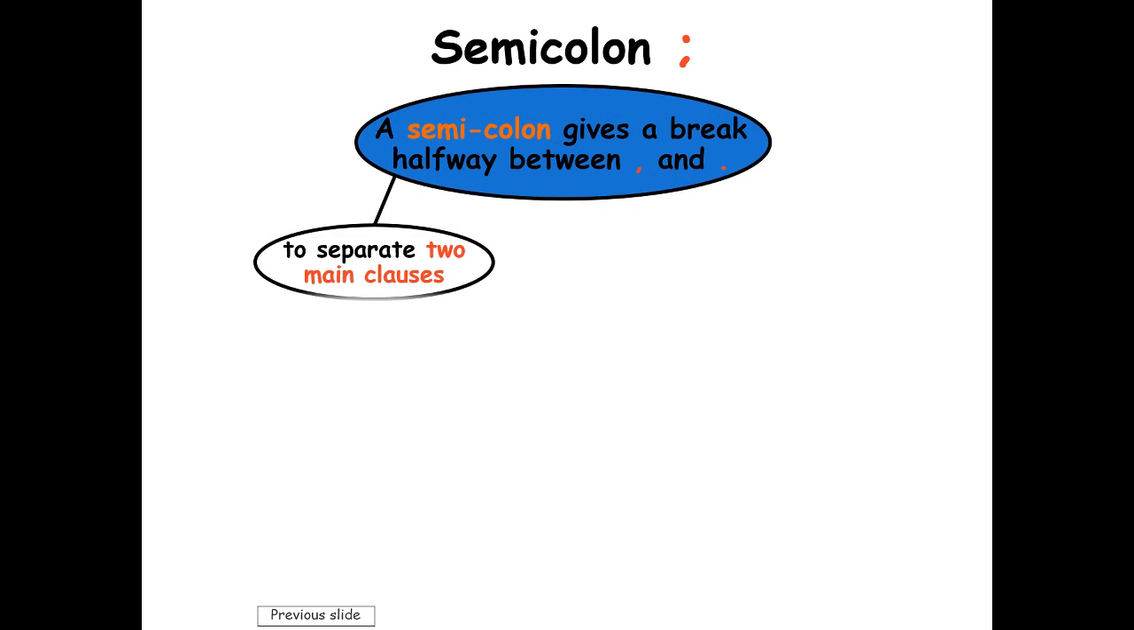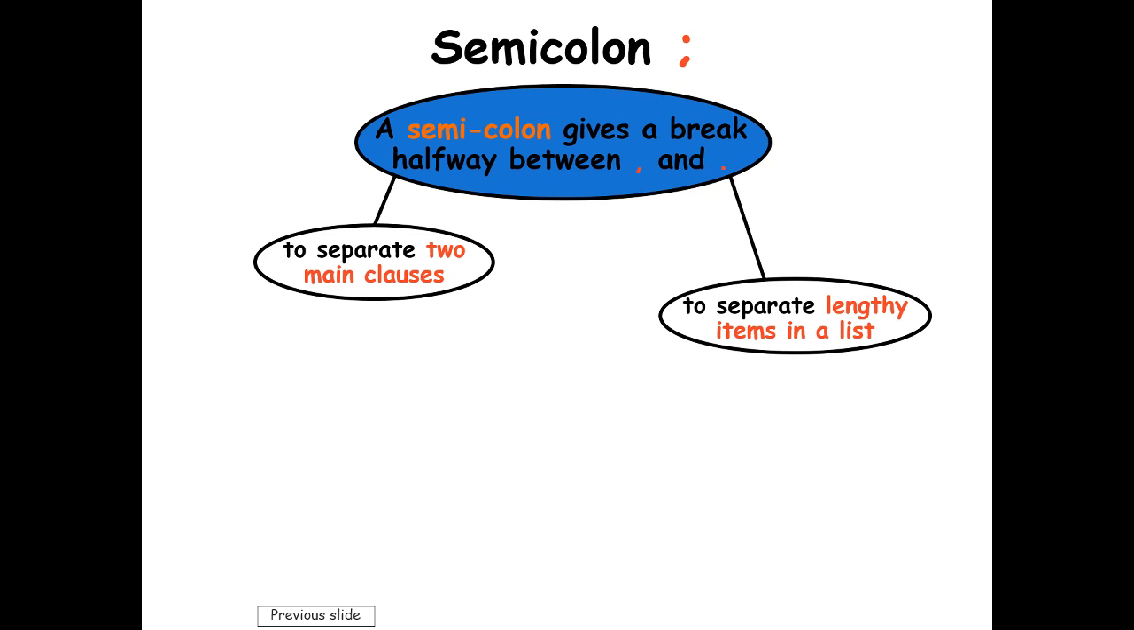Next is semicolon. A semicolon gives a break halfway between a comma and a full stop. A semicolon separates two separate main clauses. Also, it is used to separate lengthy items in a list.